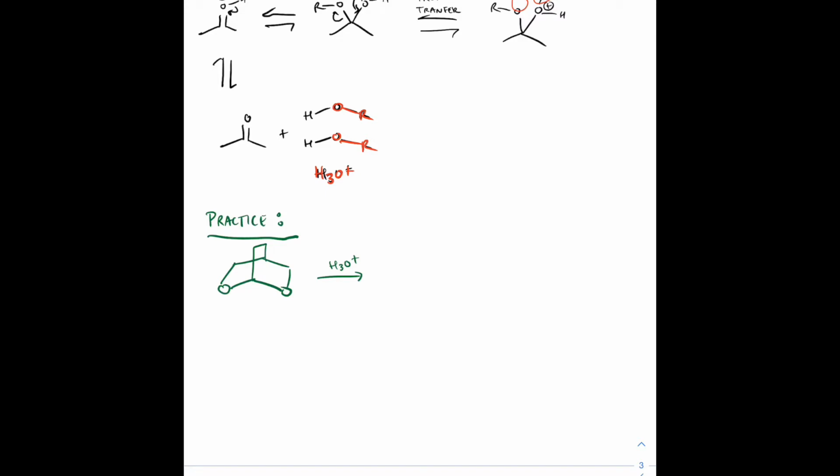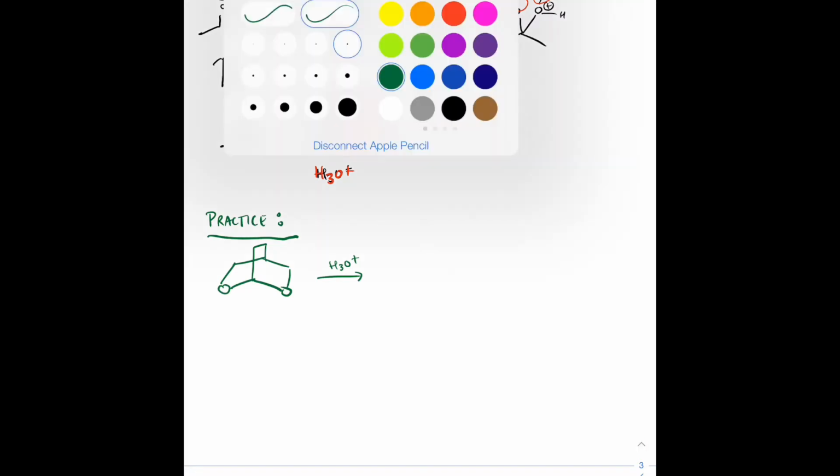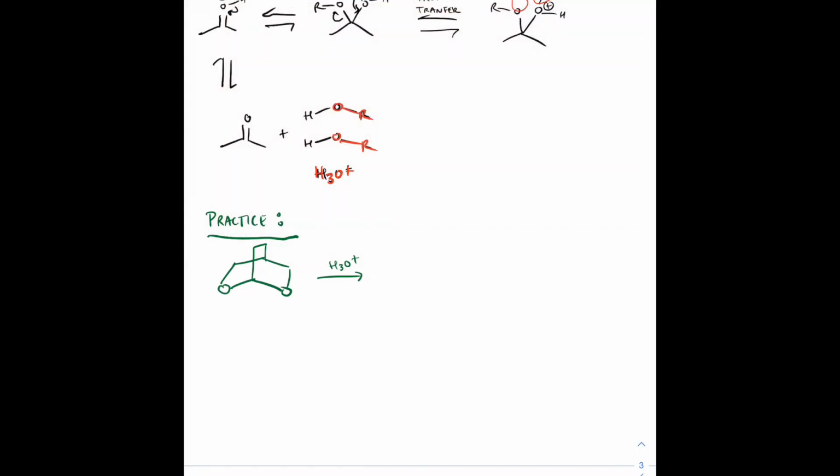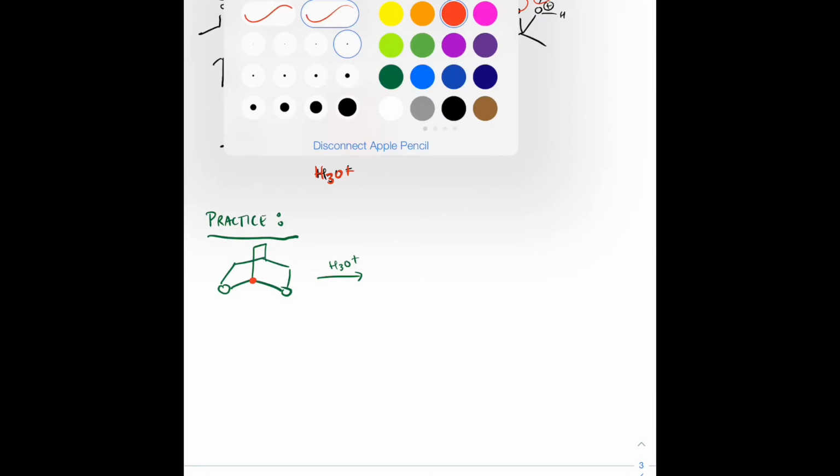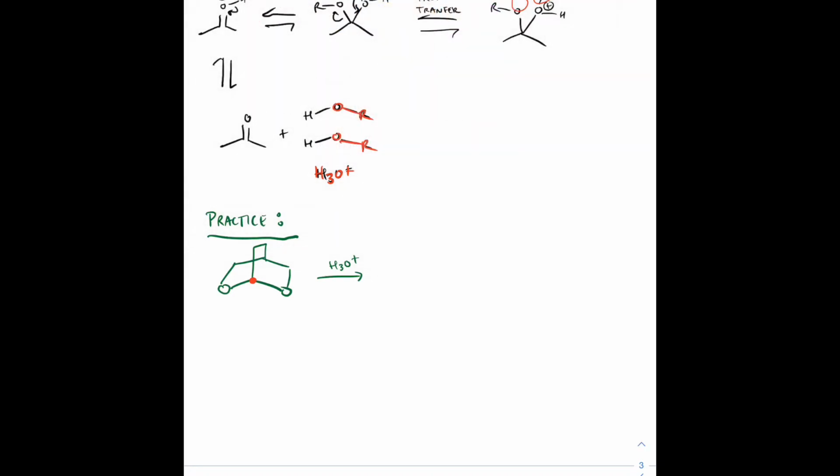So now think about what we just did. We just went over the formation of hydrates as well as acetals. So what would this classify as? If you look at that carbon indicated in red, we see that it's bound to two different oxygens. And those two different oxygens are bound to carbons. So by definition, that is an acetal.